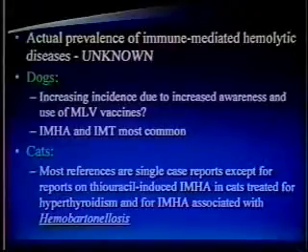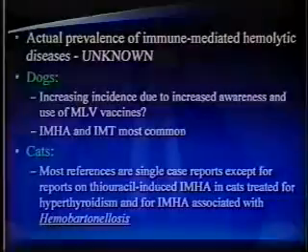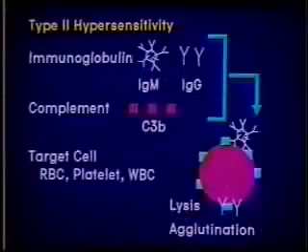In cats, most of the occurrences are single case reports, except for a report of thiouracil-induced immune-mediated hemolytic anemia in cats that were treated for hyperthyroidism. So you should be aware that thiouracil, or propylthiouracil, has been associated with immune-mediated hemolytic anemia in cats. This type of disease process is known as a type 2 hypersensitivity, and we talked about that earlier.